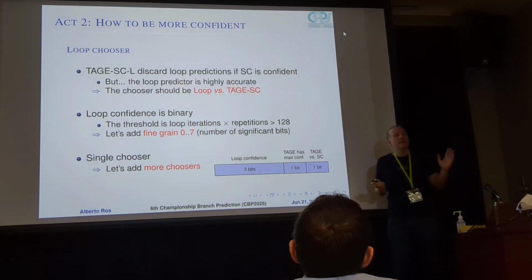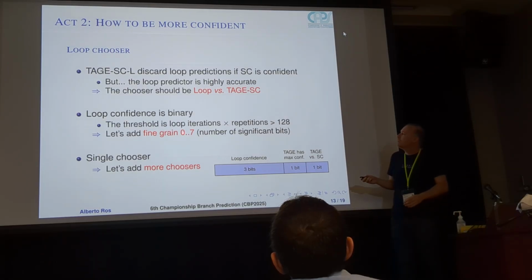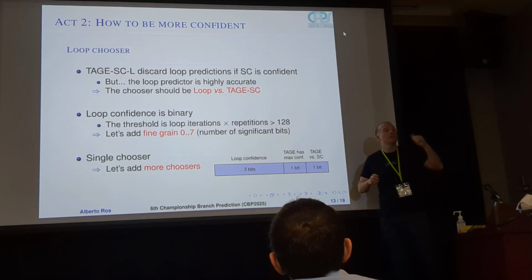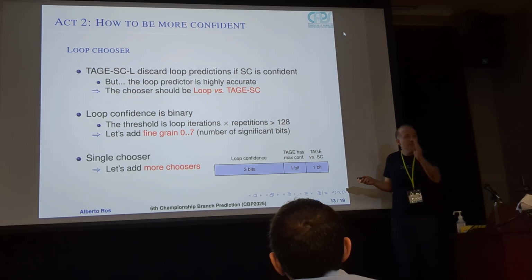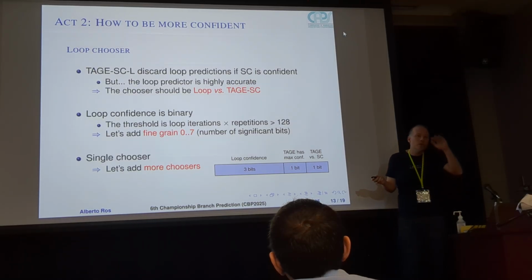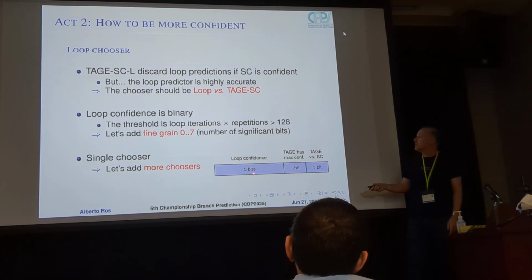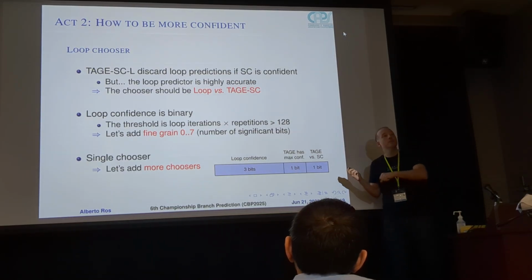Also, loop predictor confidence is not fine grain, from 0 to 7, 0 low confidence, 7 high confidence. Here, the threshold is the loop iterations times the repetition that this loop iteration appears. So 128 is the threshold to claim it is confident or not. This 128 will be 7 significant bits in the binary format. If it's 6 bits, then less confident, 5 bits, and so on. So I use these bits for the confidence from 0 to 7 to also choose if the loop predictor will take over SC-TAGE or not.